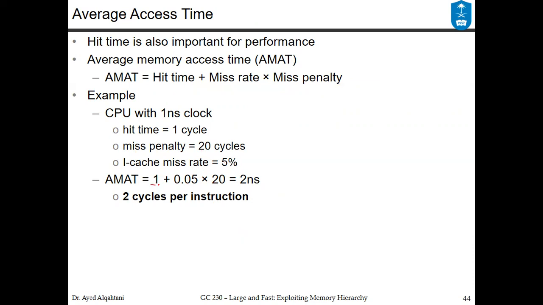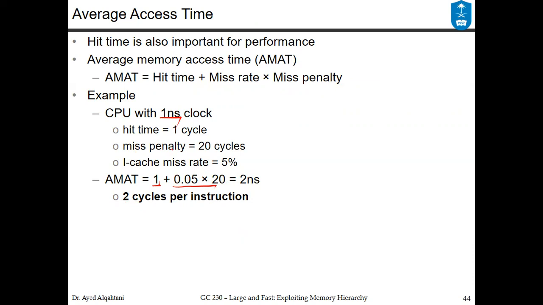So you see that you need 1 cycle for a hit time, and you need these many cycles, which is 0.05 times the 20 cycles, and you get 2 nanoseconds. And as you can see, you have in the hit time 1 nanosecond, and for the miss time, you will spend another 1 nanosecond. So the total of the average memory access time is 2 nanoseconds, which means right now you will take 2 cycles per instruction.